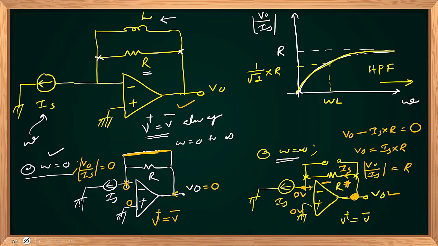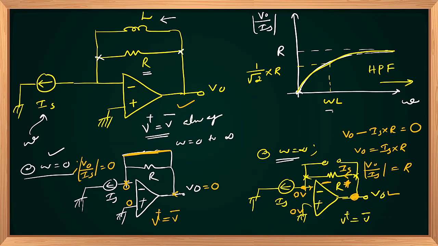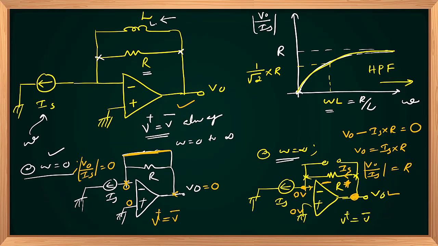So the maximum gain is R, so omega L is where the gain becomes R by root 2, which implies the term under the square root should be equal to 2, that implies R by omega L equal to 1, implies omega is equal to R by L, and that omega is called the lower cutoff frequency, omega L, and that L and R come from this circuit.